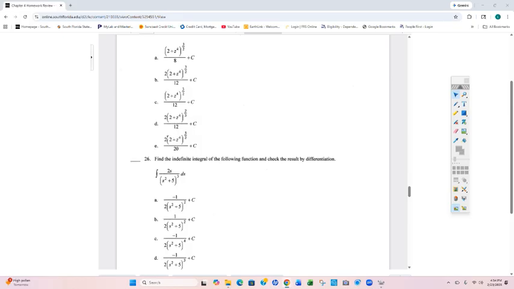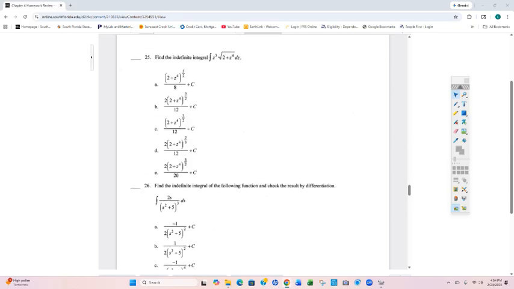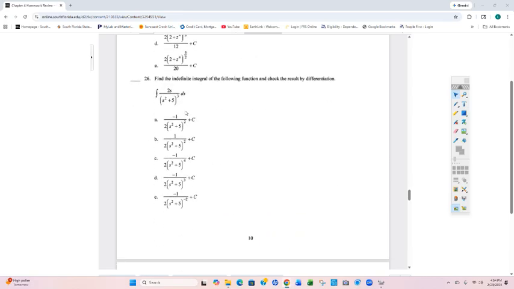E, the numerator is 2 times 2 plus z to the fourth in parentheses to the 5/2 power. The denominator is a 20, plus c. Number 25, the answer is B, and that is from section 4.5. Number 26, find the indefinite integral of the following function and check the result by differentiation. Our function is a fraction.